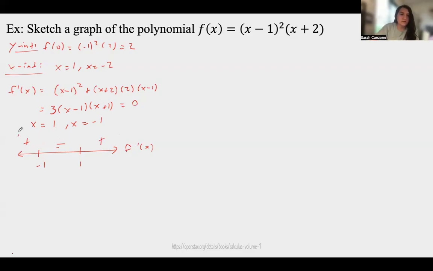So this tells us that we're increasing up until negative 1. We're decreasing between negative 1 and 1, and we're increasing from 1 on. Now we can discuss the second derivative.